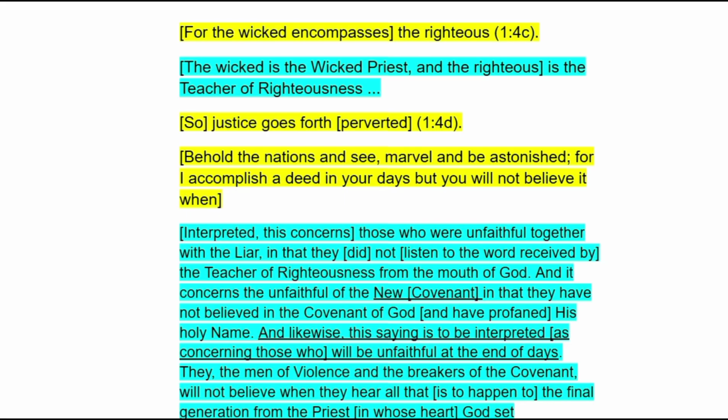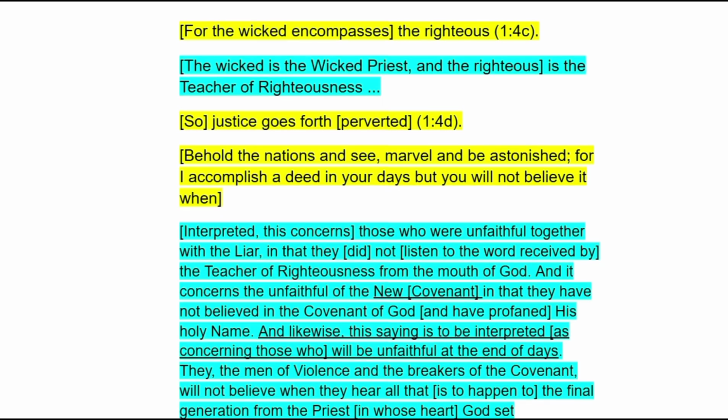"For the wicked encompasses the righteous." The wicked is the wicked priest, and the righteous is the righteous teacher. That's the interpretation here. Like I said, the wicked priest and the righteous teacher will come into play here. There's your first mention, of course, of the wicked priest.